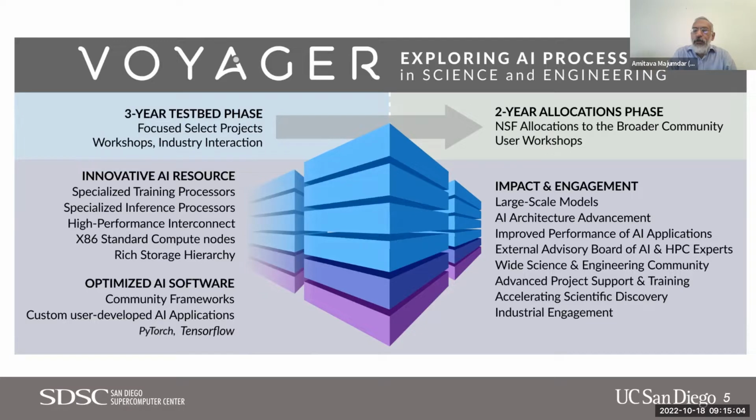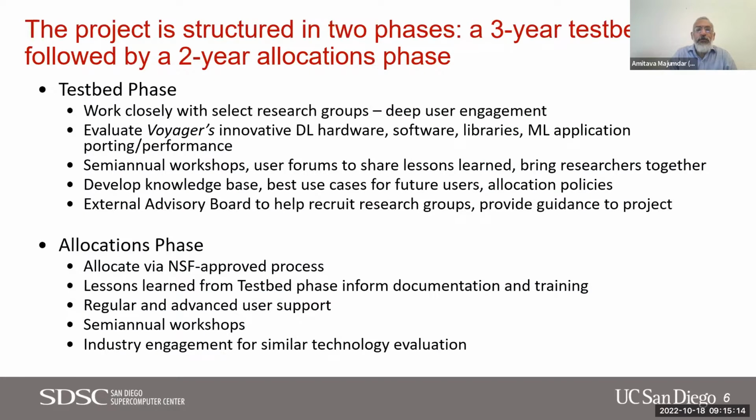We want to engage the broader science and engineering community, have industrial engagement, and do a lot of training, workshops, and white papers. So again, as I already said, the first 3 years is the testbed phase, followed by the allocation phase. In the testbed phase, as I said, we will explore the innovative architecture.